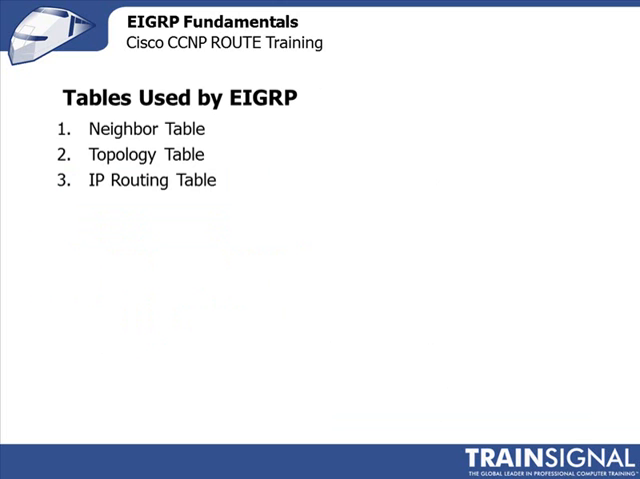Another important aspect of understanding the fundamentals and building blocks of EIGRP as a protocol is knowing the tables that the protocol uses to do all of its operations. And there are three primary ones. There's the neighbor table, there's the topology table, and then of course there's the IP routing table. And we'll examine each one of these.